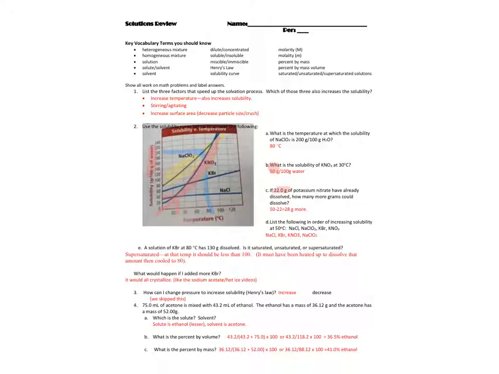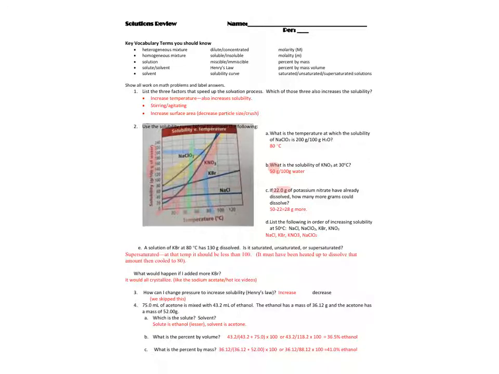D asked us to look at increasing solubility at 50 degrees. We just had to come over to 50 here and see which line hit first. The lowest line on here would be NaCl, since it's got the lowest number. Then KBr, then the KNO3, and then finally the NaClO2. So just be able to read the graph and look for any of these things.